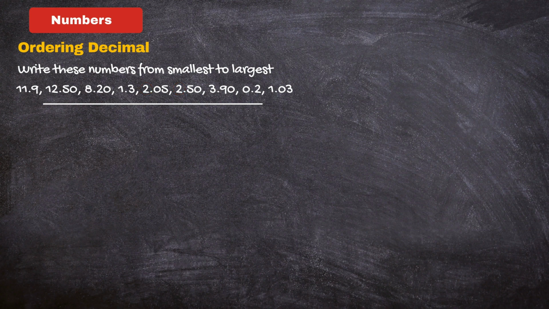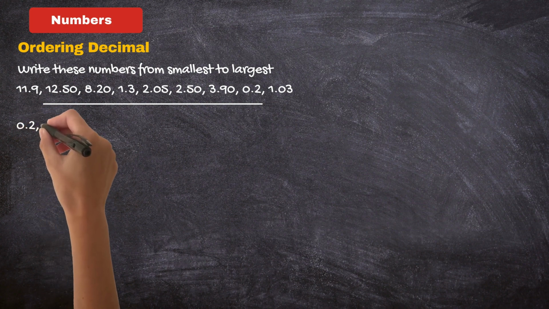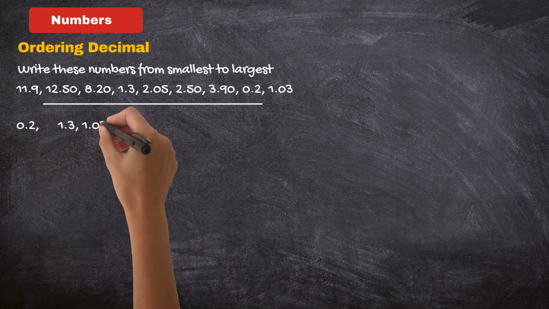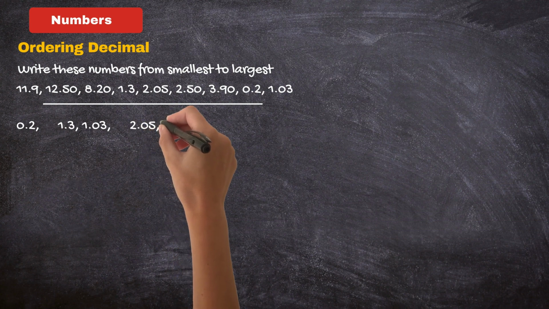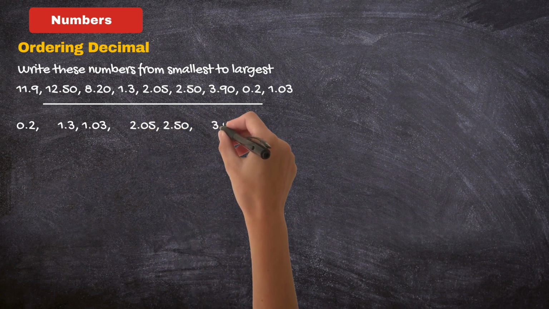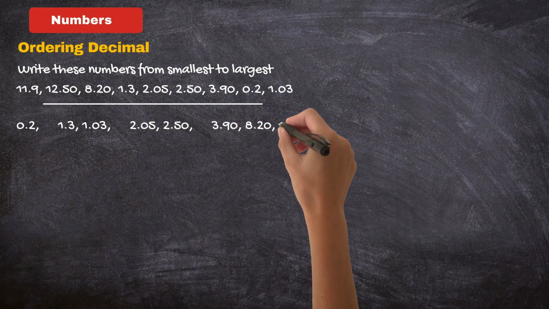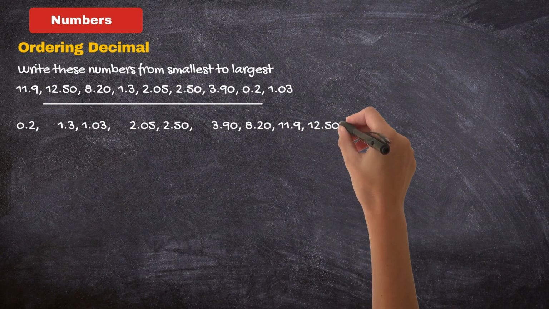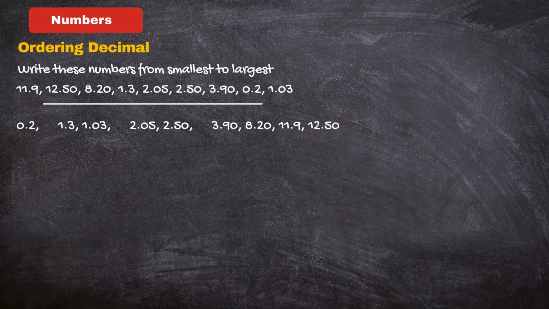Looking at this set of numbers, the smallest whole number is 0, followed by 1, 2, 3, 8, 11, and finally 12. Now, as you can see, our problem is much smaller. We only have to find the smallest number between two sets.